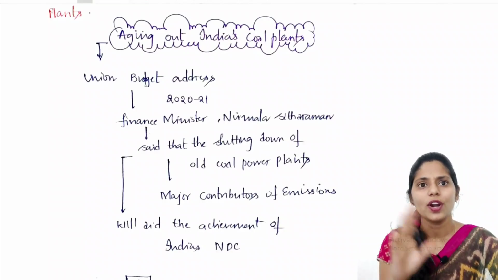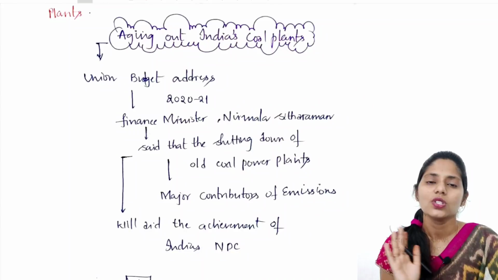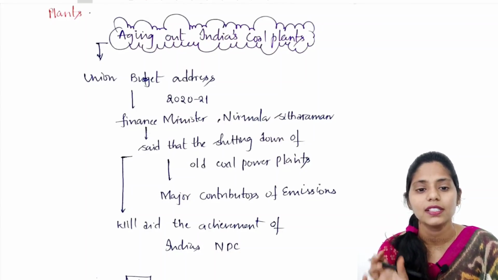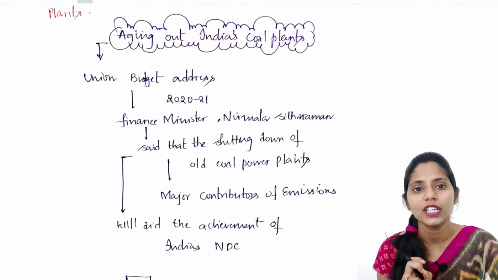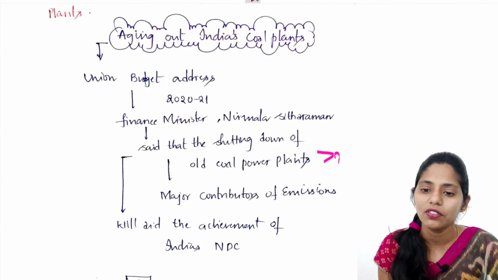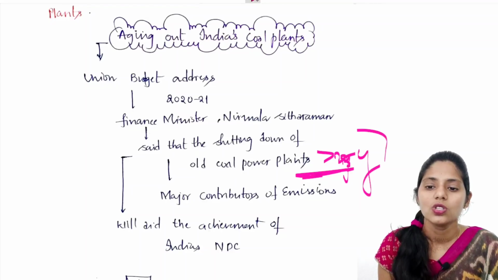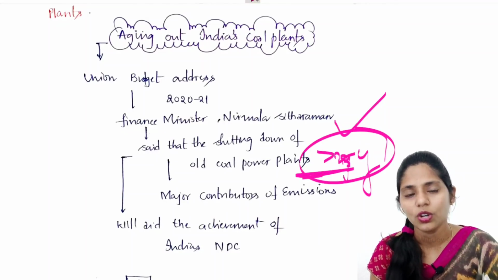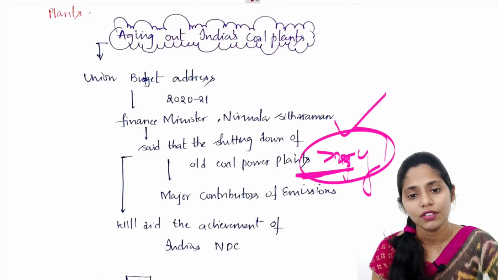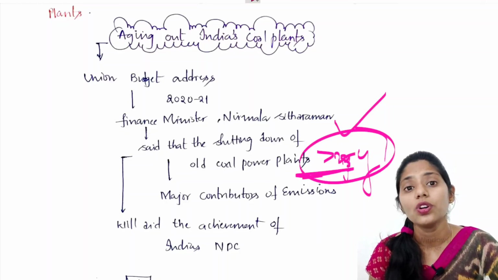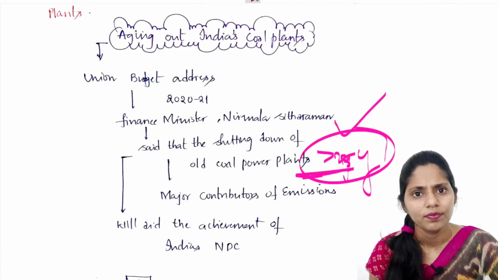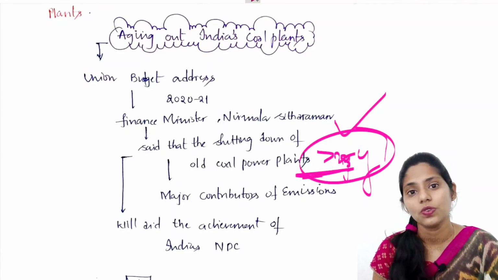So what is the background? First, let us see the background. What happened in our union budget address? Our finance minister Nirmala Sitharaman said that they are going to shut down old coal power plants which are more than 25 years of age. Actually most of the coal plants in India are very old, more than 25 years of age. The Union Finance Minister said they are going to shut down these old coal power plants. Why? Because they are major contributors to emissions.